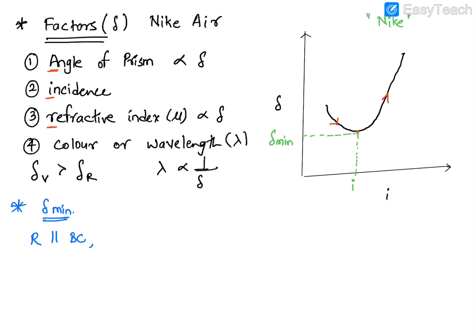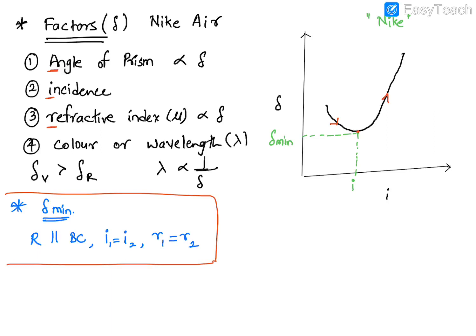Second thing, your angle of incidence becomes equal to the angle of emergence. Third thing, your angle of refraction 1 is equal to angle of refraction 2. In fact, that's the reason, because R1 is equal to R2, I1 becomes equal to I2. And the last thing is delta minimum itself. All these four things that I've written will happen at the same time. They'll only happen at the same time, that R1 equals R2.